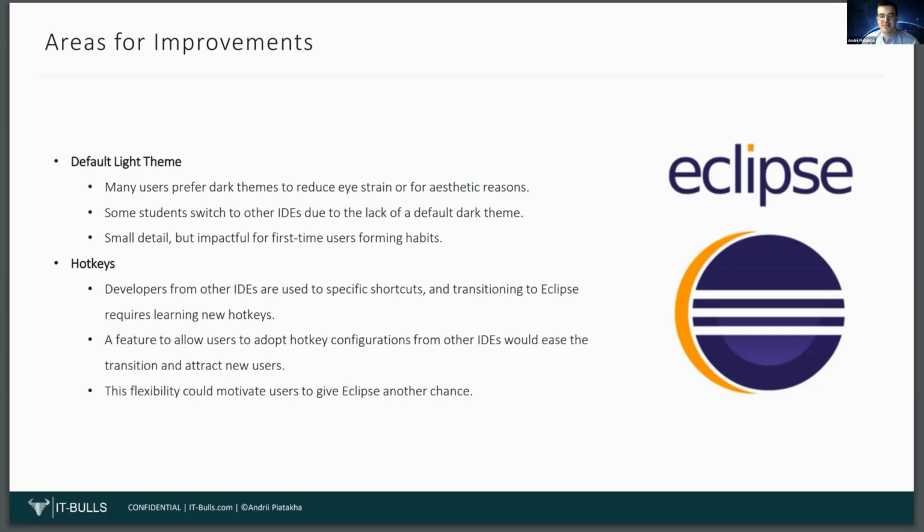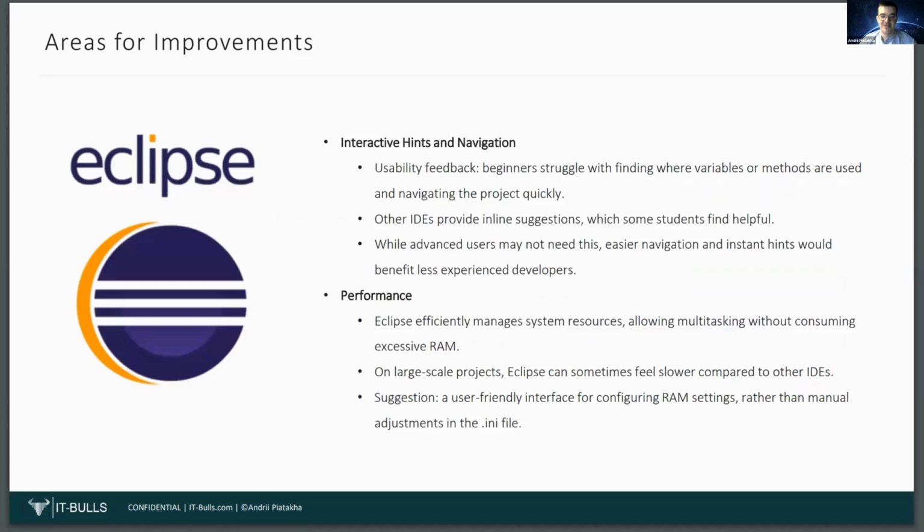So what stops them? What prevents them from giving Eclipse IDE a second chance? Of course, sometimes it's hotkeys. They are already used to some hotkeys, and this is a boundary, a restriction for them to staying as efficient as they were in the past, right? So probably the introduction of a feature that will map hotkeys of other IDEs onto Eclipse IDE would help us to give a second chance to this group of students.